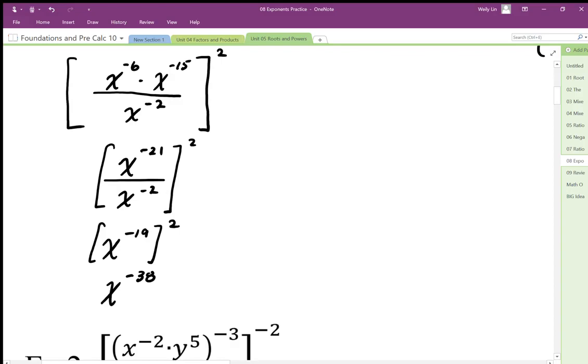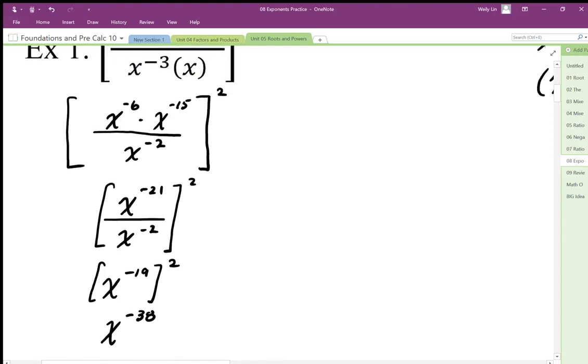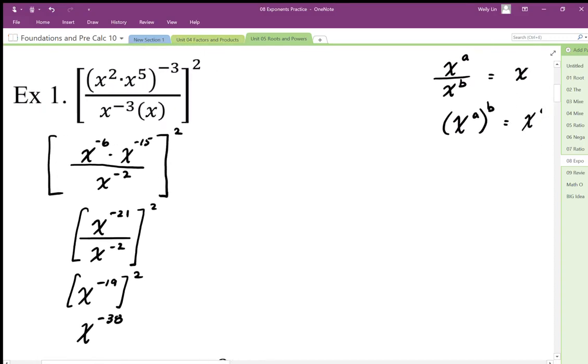Okay, so I'm just applying the exponent rules. I do have to be very, very careful of my negatives and positives though. When I do this, I have to be very concise with what I'm doing. Otherwise, one little mistake, it's going to be all wrong.